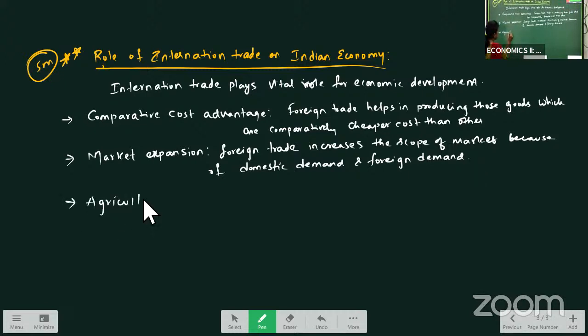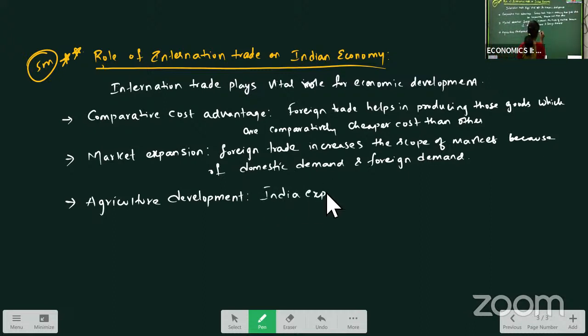Agriculture development. Through foreign trade, agriculture development is possible because India is exporting rice, cotton, fruits and vegetables to other countries. The export of goods makes farmers more prosperous and it inspires the spirit of development in them. Every year, India is exporting rice, cotton.